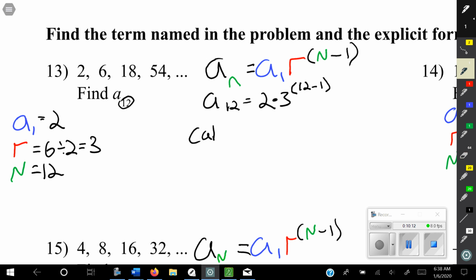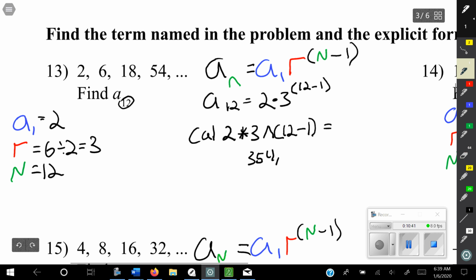You'll say 2 times 3, and you'll put this little symbol here. It's called a caret. You'll have an open parentheses, 12 minus 1, and then close parentheses, and then hit equal. And once you do that, you should get 354,294.